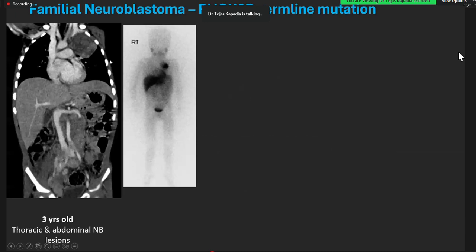Familial neuroblastoma is another class where nearly 1% of neuroblastomas are familial, and most of the rest are sporadic. Now, let me take you to the story of this kid.